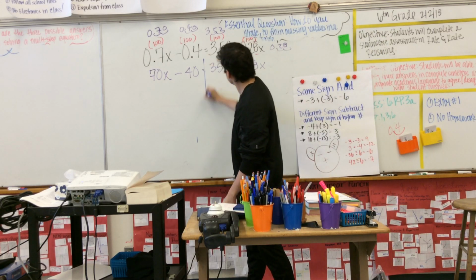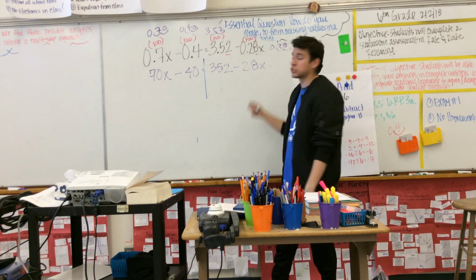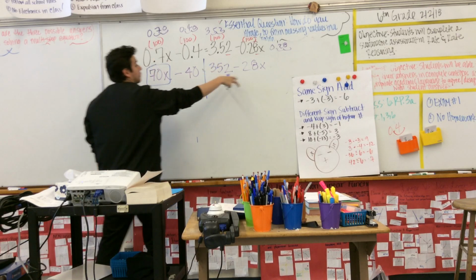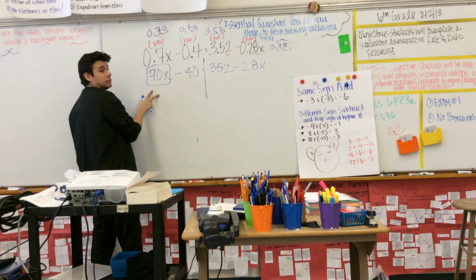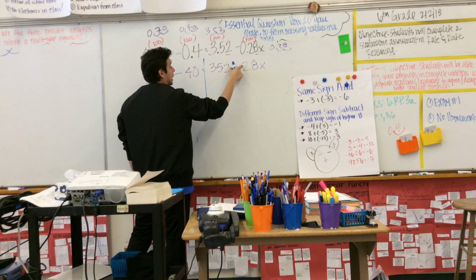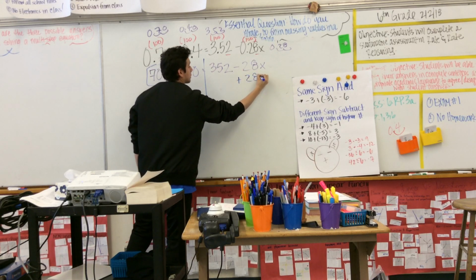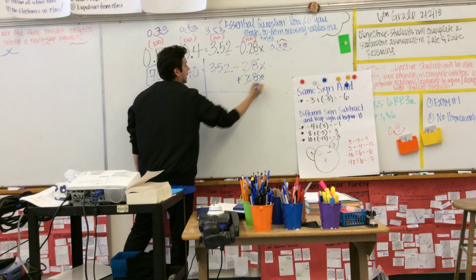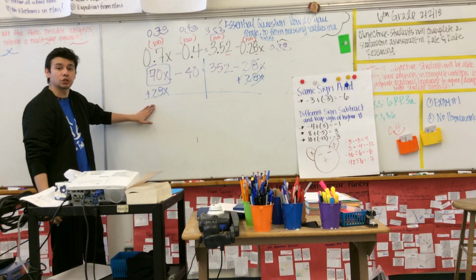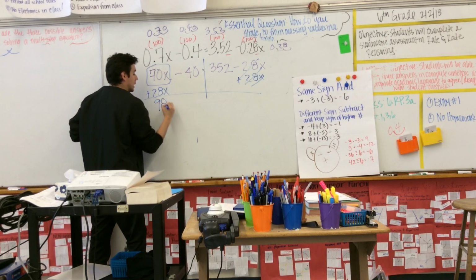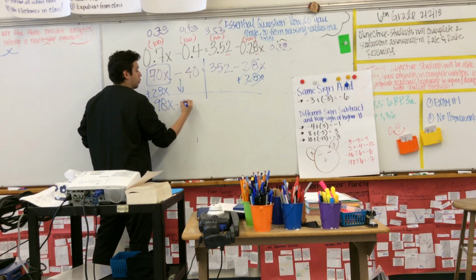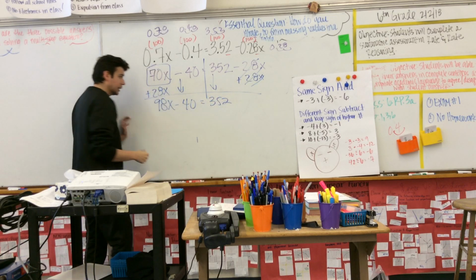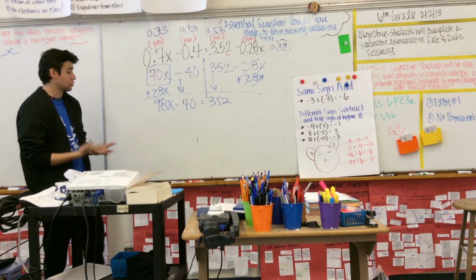Okay, draw your barrier. Which one's bigger? Positive 70x or negative 28x? It's going to be the positive 70x. So that means I have to bring this guy, jump the fence, come over here. So I have to do the inverse operation. The inverse of a minus is positive 28x. Positive 28x. Boom. Cancels out. 70 plus 28 is 98x. Drop the minus 40 because you didn't touch it. Drop the 352.